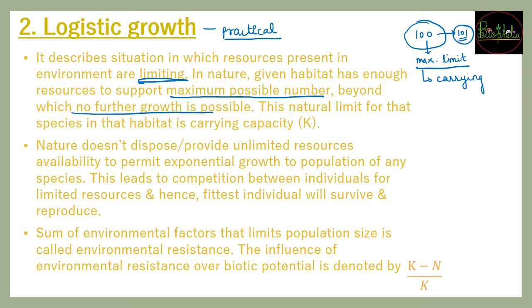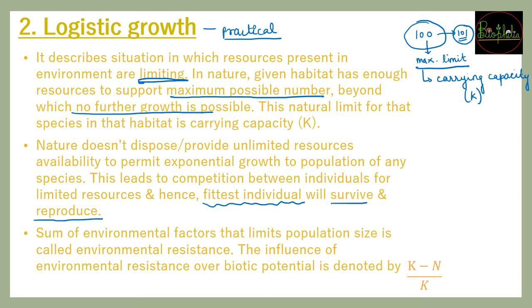What is it being called? It is called carrying capacity, and it is denoted by the capital letter K. So whatever is the maximum limit of that nature to hold the population, that is the carrying capacity, and after that limit it is not going to be possible for the species to show more and more growth. So when the resources are limited and the carrying capacity is limited, there needs to be a fittest individual which is going to survive, and that will survive with reproduction to continue its species.